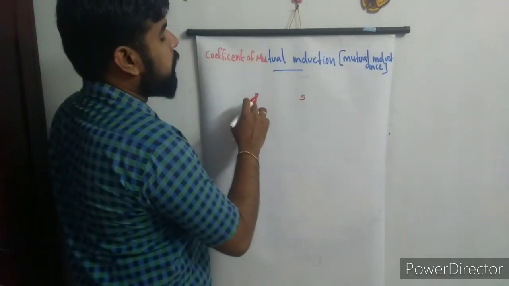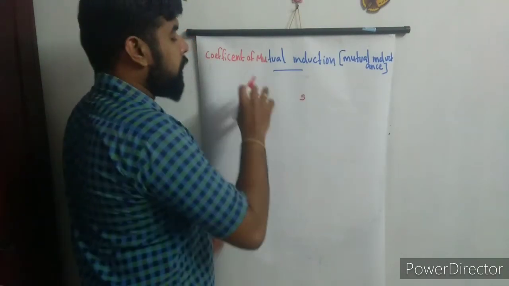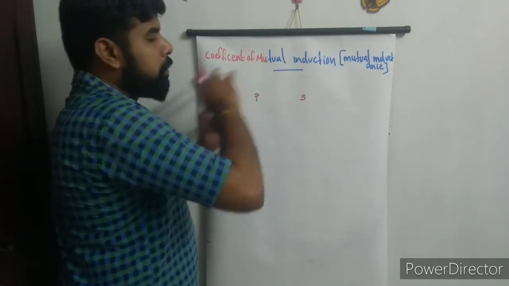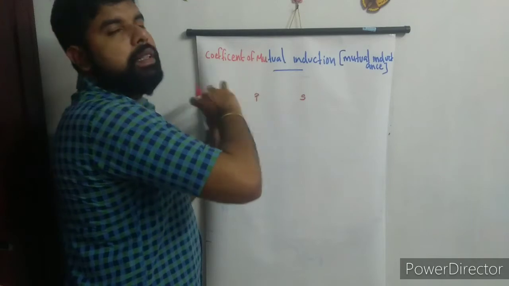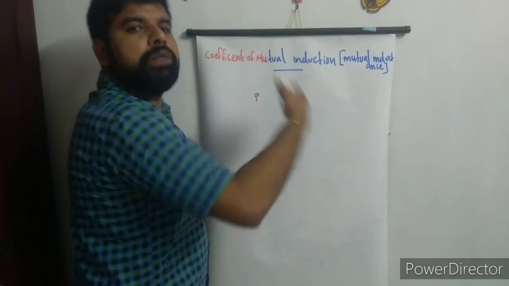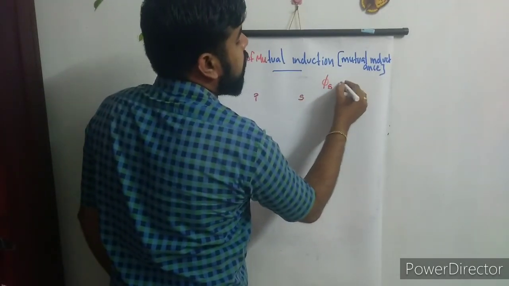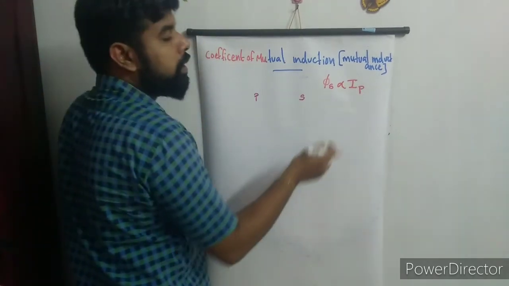So the current in the primary is proportional to the flux change in the secondary. Okay, current means primary current. If the primary current increases, the secondary flux change increases. So the flux change in the secondary is proportional to the current in the primary. So what is the meaning?